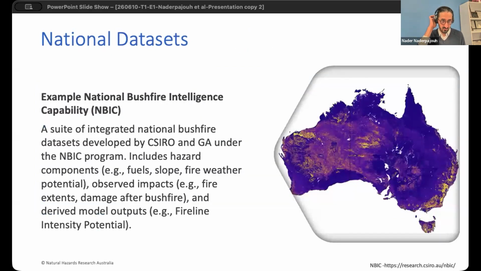So one example is the National Bushfire Intelligence Capability Systems, a suite of integrated national bushfire data sets developed by CSIRO and Geoscience Australia under the NBIC program, which includes hazard components, fuel, slope.